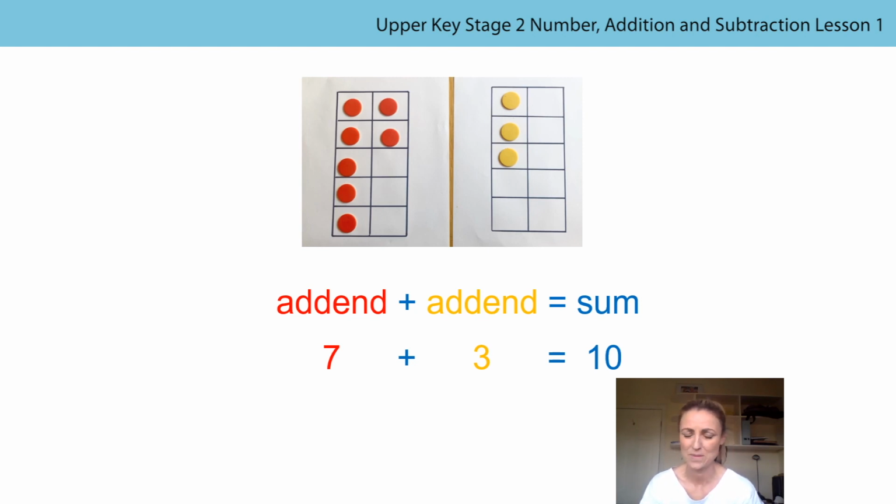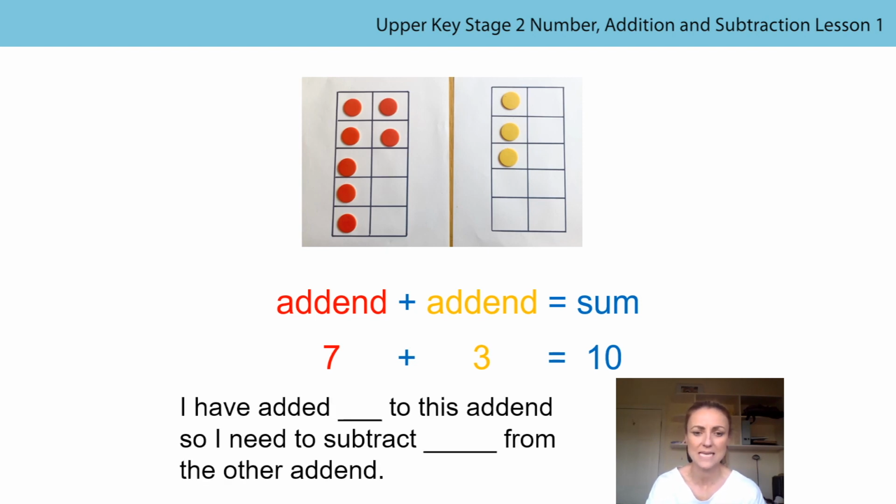So bear with me. So I wonder now whether you can have a look at this calculation here. 7 add 3 is equal to 10. And I wonder whether, using this stem sentence, so I really want you to verbalise this, I wonder whether you can pause the video and consider increasing one of those addends, so the yellow counters there representing 3, by an amount, and then considering what you have to do to the red counters if you've increased the yellow counters.